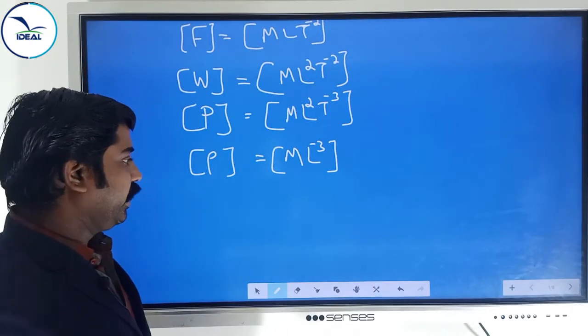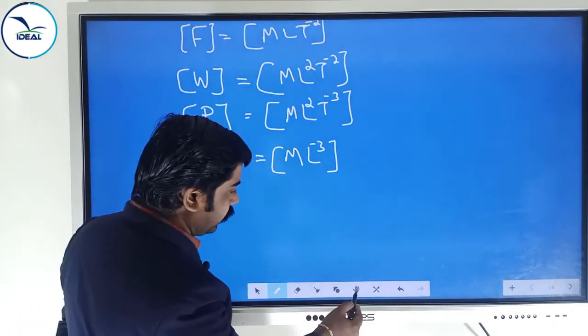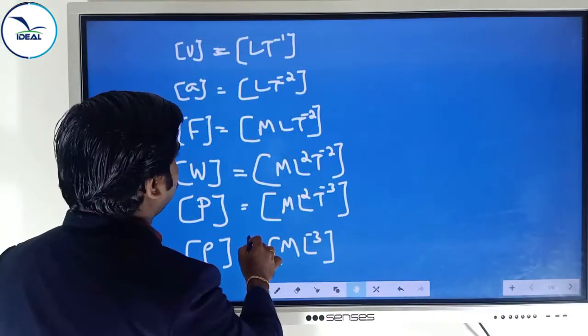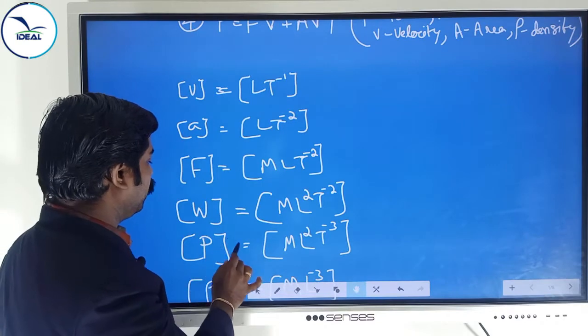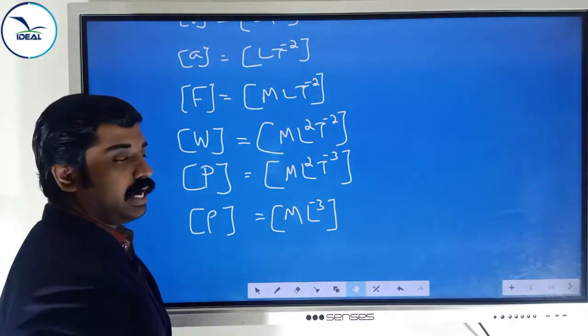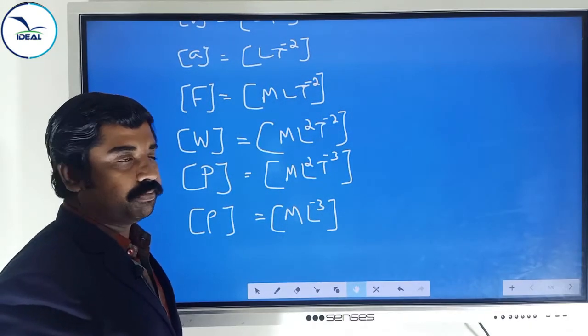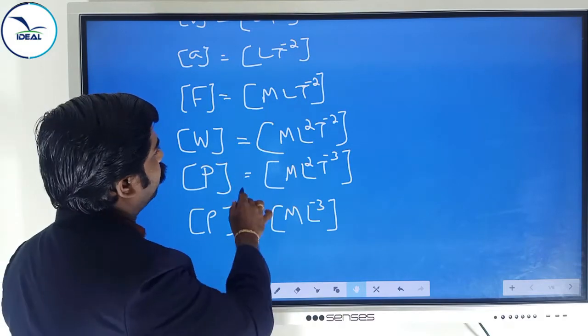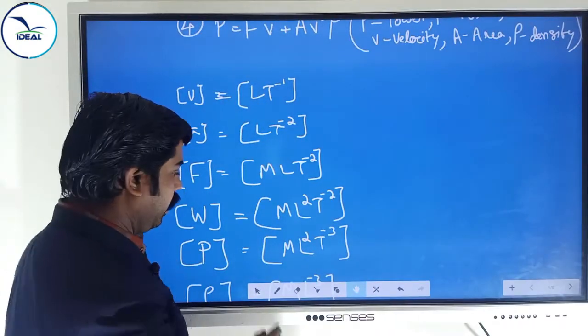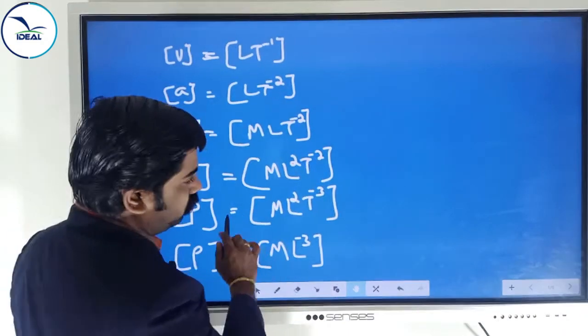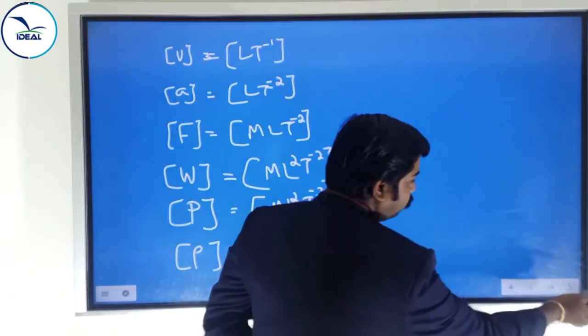Likewise, we want to know those things. These are some basic things: velocity, acceleration, force, work, power and density. These are some basic quantities whose dimensions we want to know. Then we can check the questions one by one.